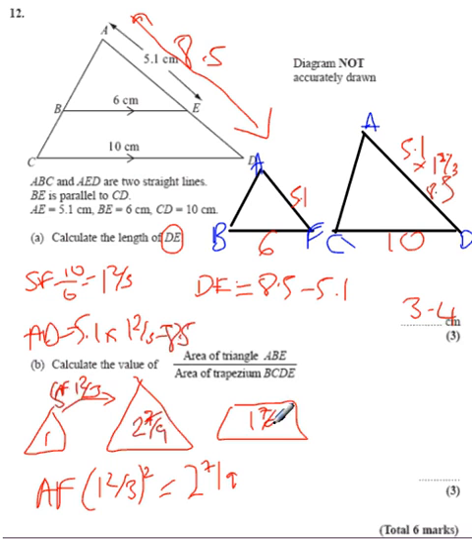So if we're looking at the ratio of the area of the triangle ABE, which is the small triangle, to the area of the trapezium, which is the difference between the big triangle and the small triangle, it's going to be a ratio of 1 to 1 7/9. So if we do 1 divided by 1 7/9, we're going to end up with 9/16, which comes out as a decimal value of 0.5625.